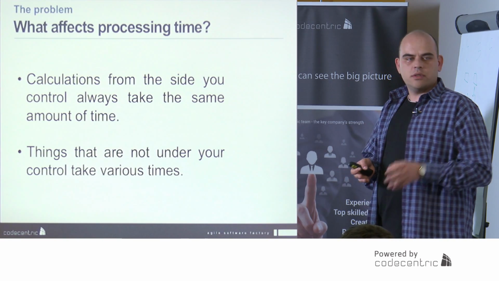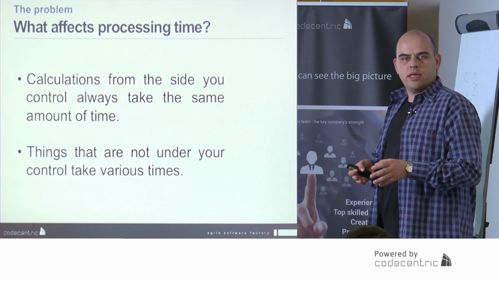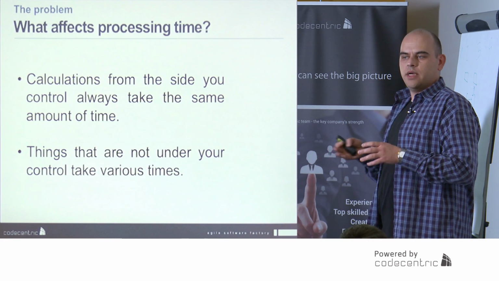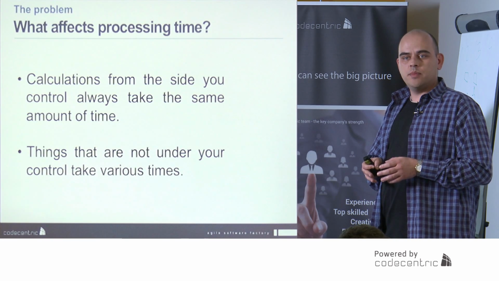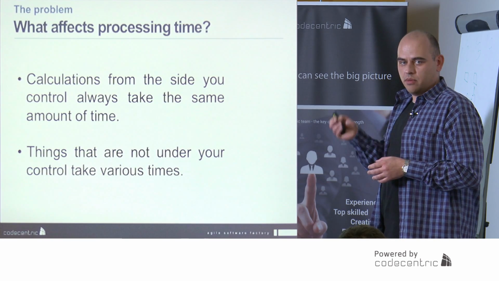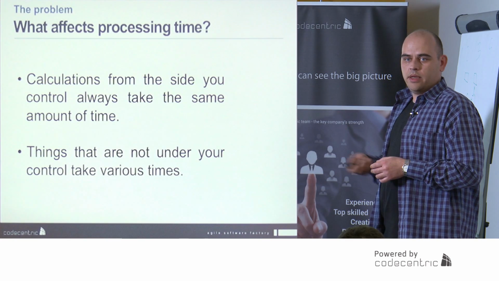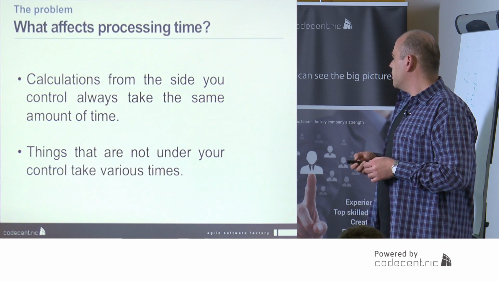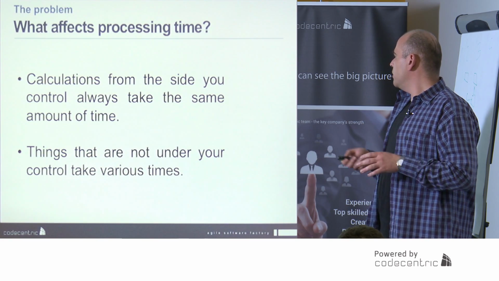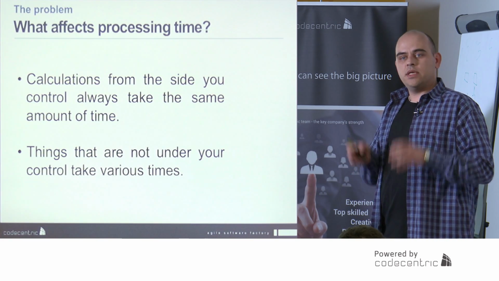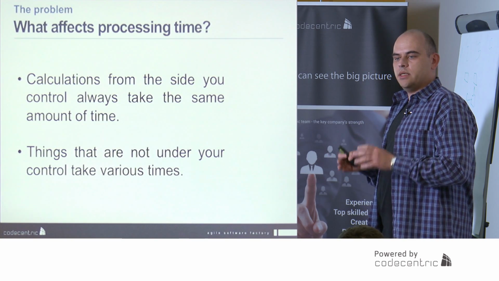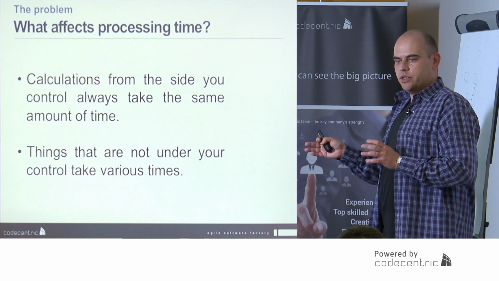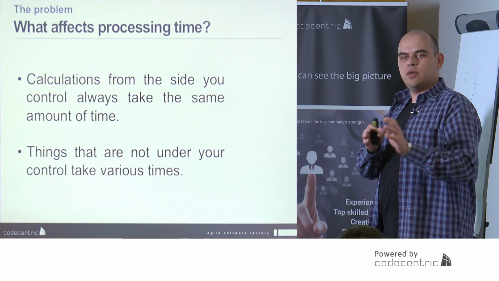If those calculations are not stable, if your algorithm is not stable and the calculation time varies from time to time, even with the same input data, then you probably have bigger problems than threads. So let's assume that your calculations are stable and that they always take the same amount of time. When I say the same amount of time, I want to emphasize it's thread-wise. So no matter which thread it executes on, it always takes the same number of CPU cycles.